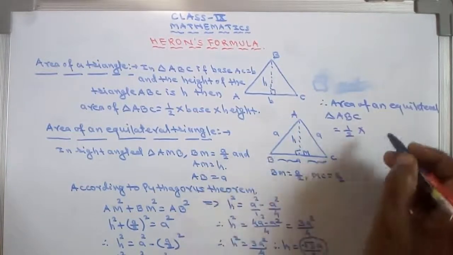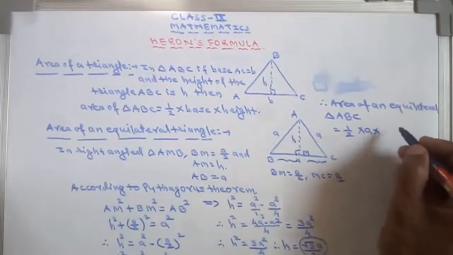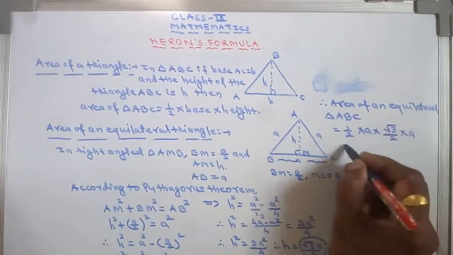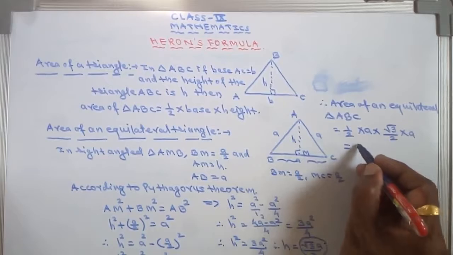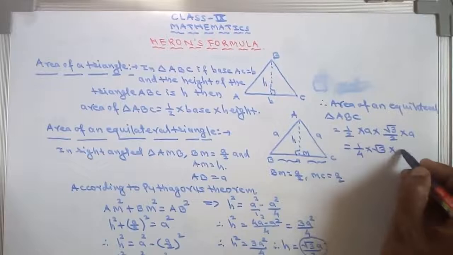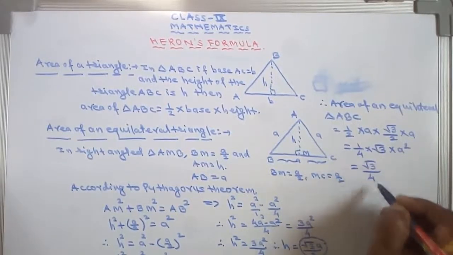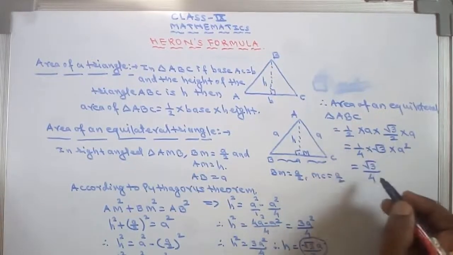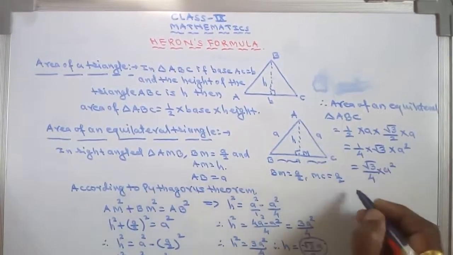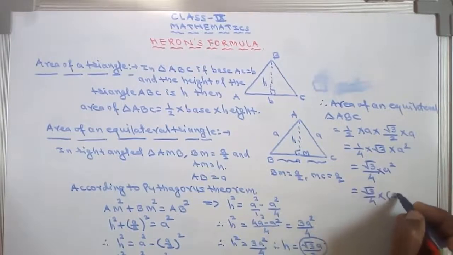Half into base, the base BC is a. Now the height h is root 3 by 2 into a. So it is 2 into 2, 4, 1 by 4. This is root 3 into a, that is a square. So this is root 3 by 4 into a square. So the area of an equilateral triangle is root 3 by 4 into side square.